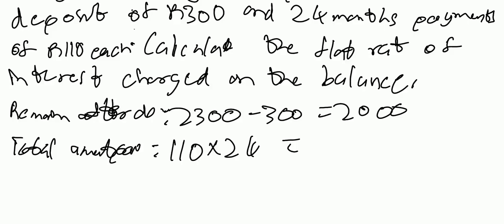110 multiplied by 24. Just wait a second. Which is 2640. So over the period of 24 months, if he's paying 110 each and every month, he would have paid 2640. And he is required to pay 110 every month. That's what the contract says. Now they say calculate the flat rate of interest charged on the balance. So what is the balance? The balance is the amount of money left after deducting what? The deposit. So which is 2000.